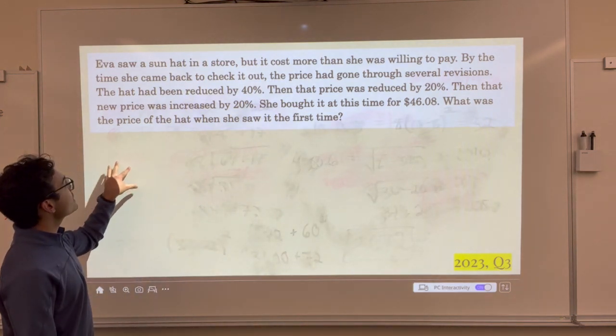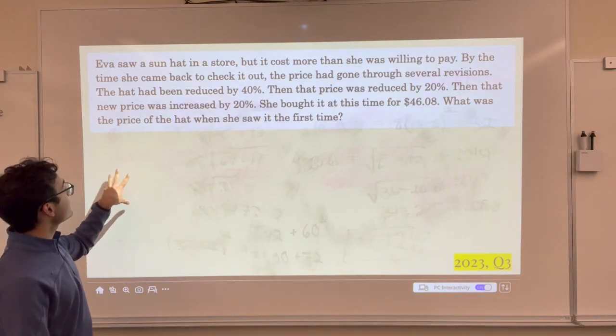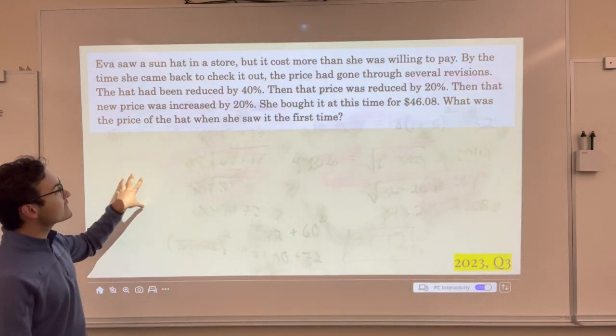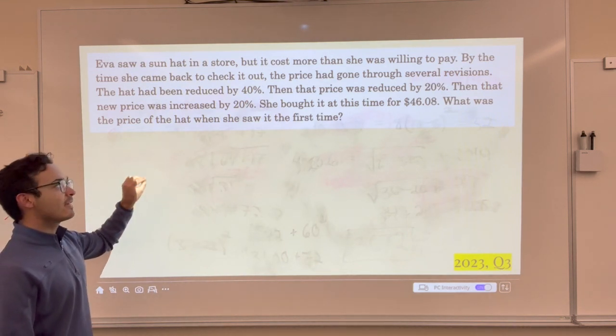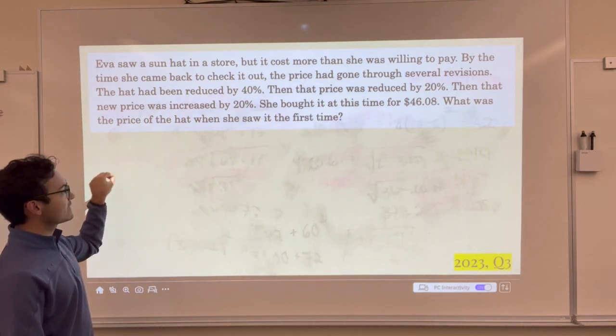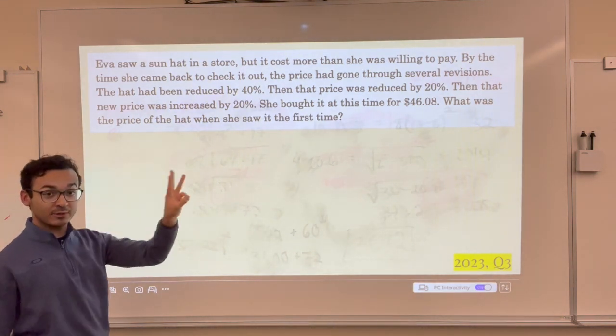So Eva saw a sun hat in a store, but it cost more than she was willing to pay. By the time she came back to check it out, the price had gone through several revisions. The hat had been reduced by 40%, then that price was reduced by 20%, then that new price was increased by 20%. So those were the 3 price changes.